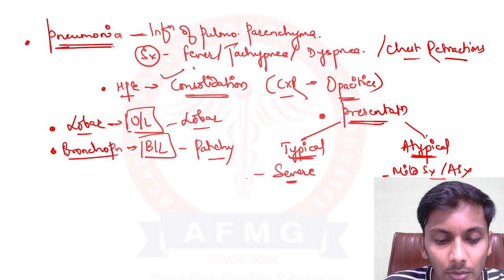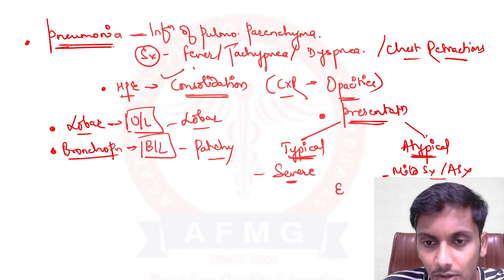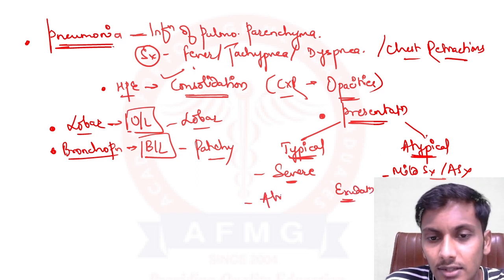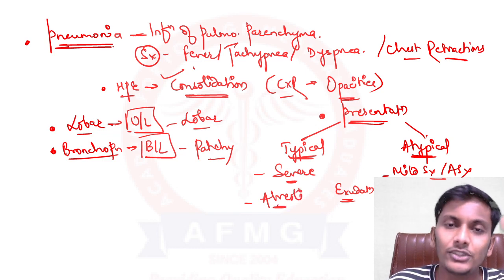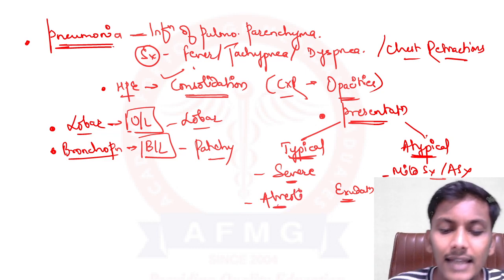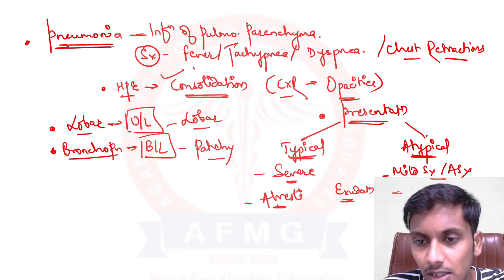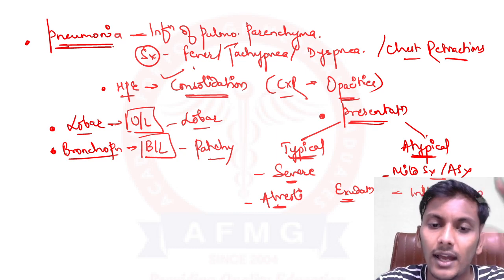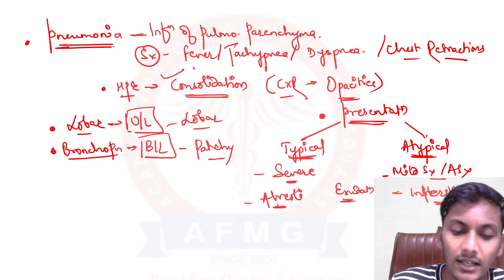Okay, then talking about how the exudate differs. Okay, so please remember, where is exudation seen? In cases of typical pneumonia, exudation is seen usually in the alveoli. The fluid is found in the alveoli. But in cases of atypical pneumonia, the exudate is found in the interstitium. So there is interstitial exudation in atypical pneumonia and alveolar exudation in typical pneumonia.